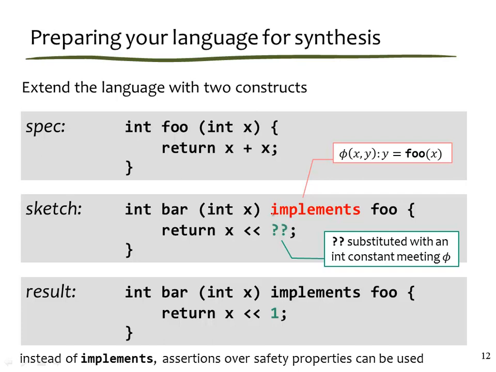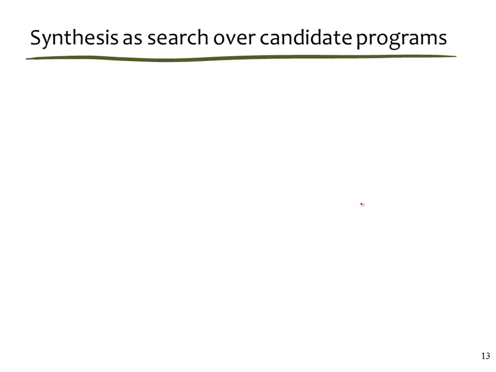Of course, you realize that instead of the keyword implements, which is not necessary, you just need assertions that state some safety properties about the program. So those can be used equally to state the correctness condition.